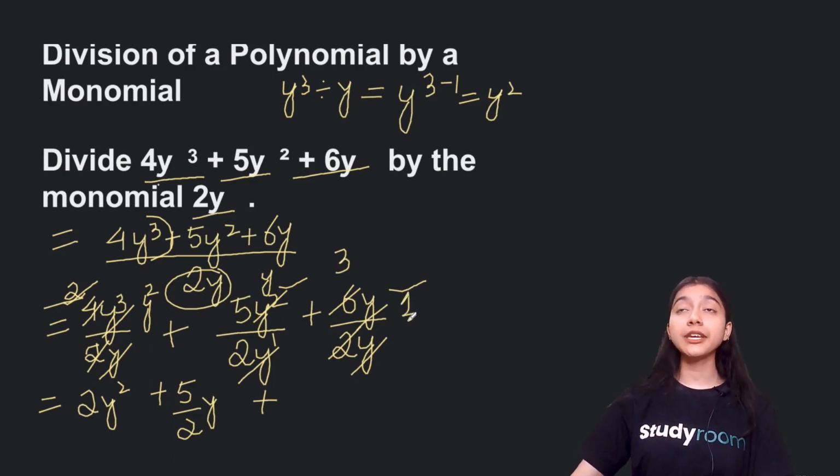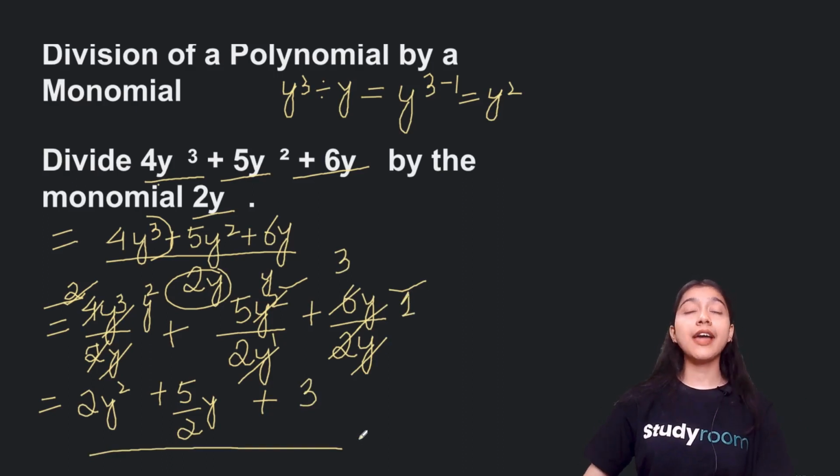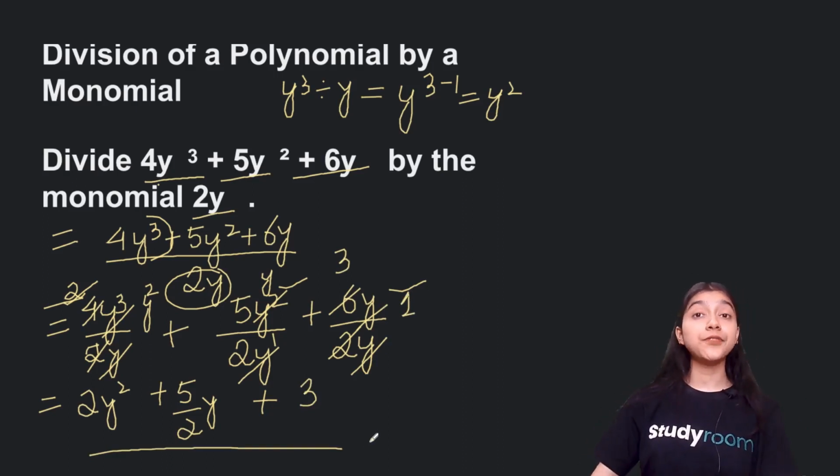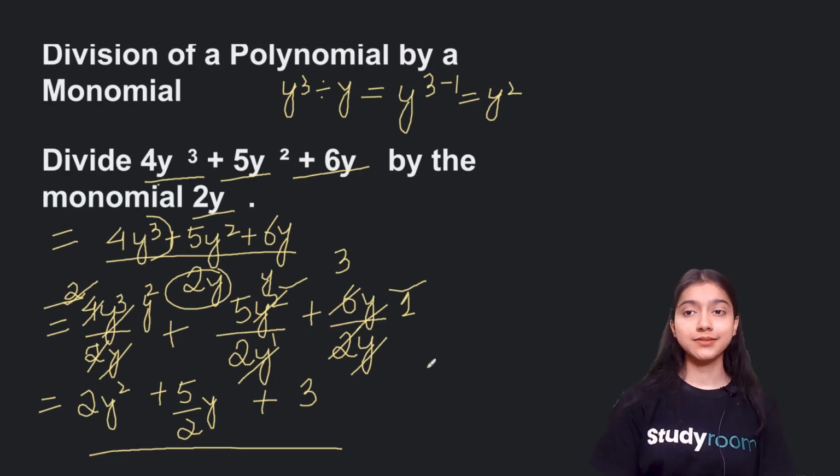y times y. So 3 multiplied with 1 gives us 3. So this will be our answer. That is 2y square plus 5 by 2y plus 3.